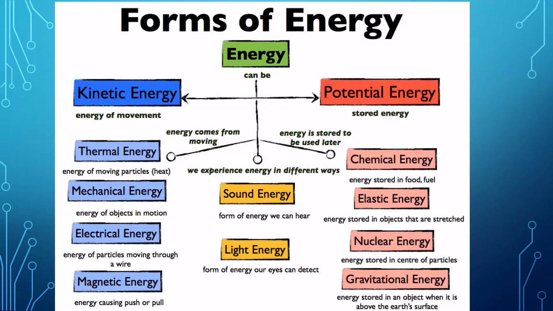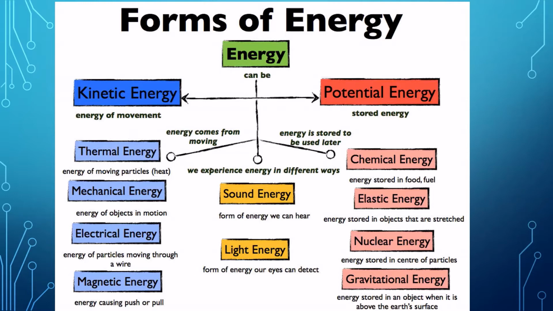Okay, let's have the kinetic energy. What are the examples of kinetic energy? Number 1, we have thermal energy or heat energy. This is the energy of moving particles due to the presence of heat. Mechanical energy, this is the energy of an object in motion. Electrical energy, this is the energy of particles moving through a wire. And magnetic energy, this is the energy caused by pulling or pushing using magnets.